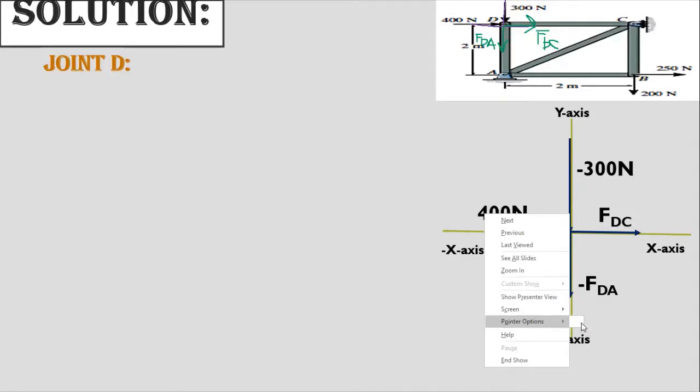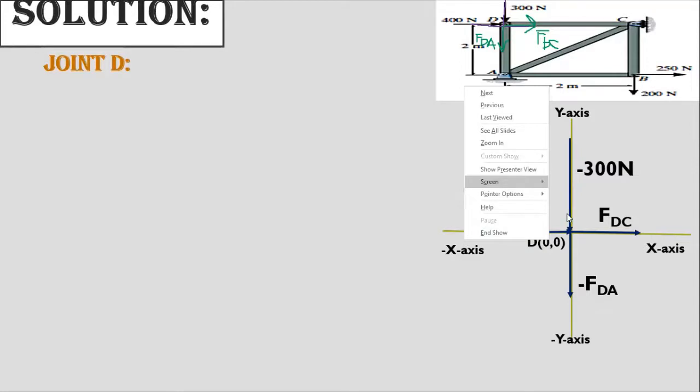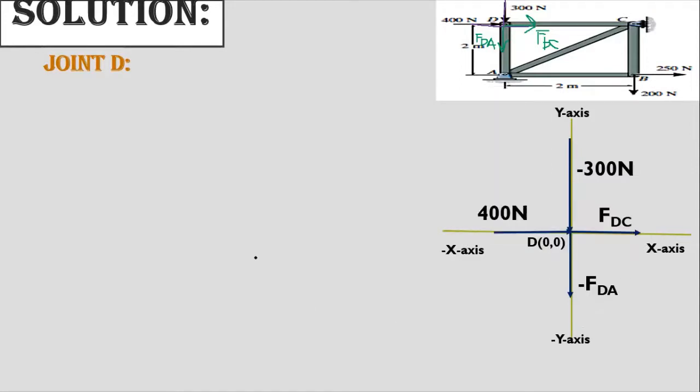So for example, I am going to change the pen color, and I am going to solve it out. First I am going to sum up horizontal forces. It's up to you. If you want to sum up vertical forces first, you can do it. It's up to you.